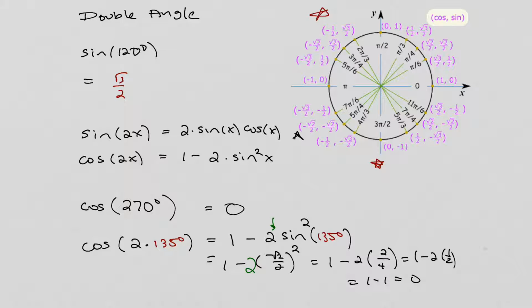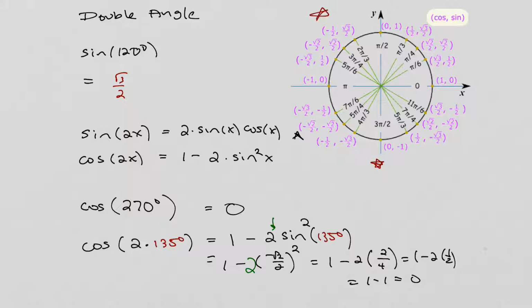Again, if we know the entire unit circle, this isn't too handy because we can just look it up on the unit circle. But if we don't know the unit circle, if we just know that first quadrant, it can be pretty handy. So that's our double angle formulas.